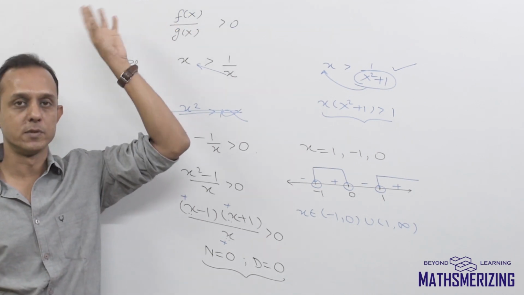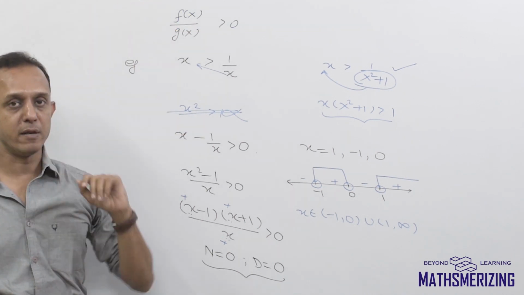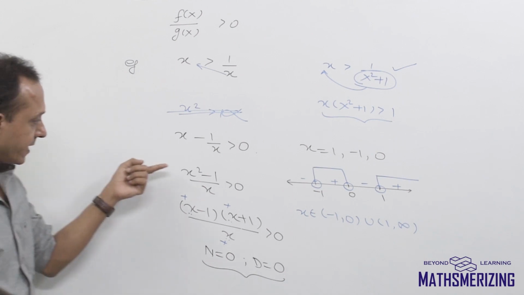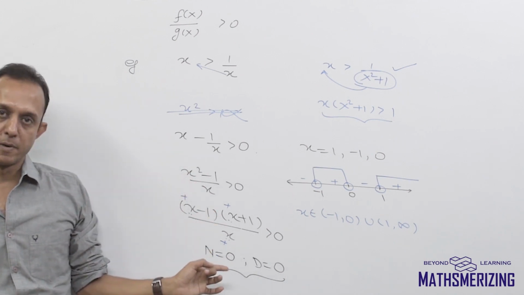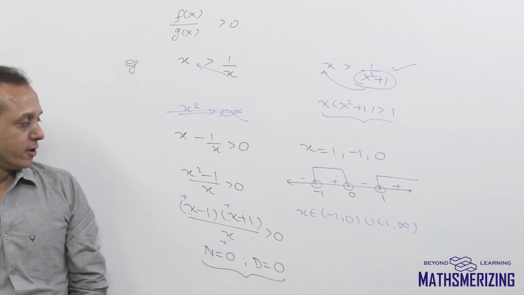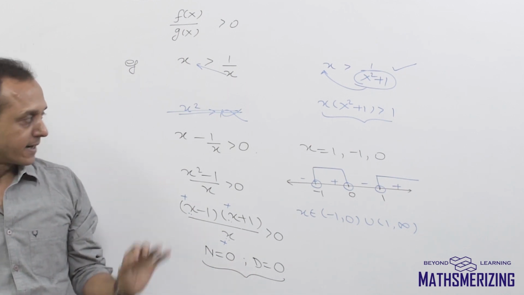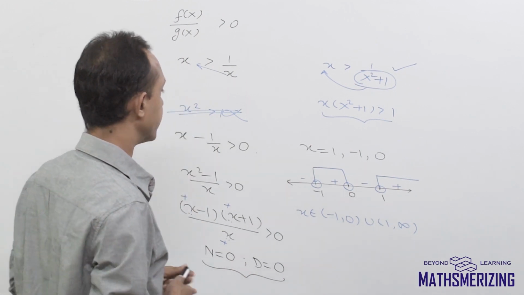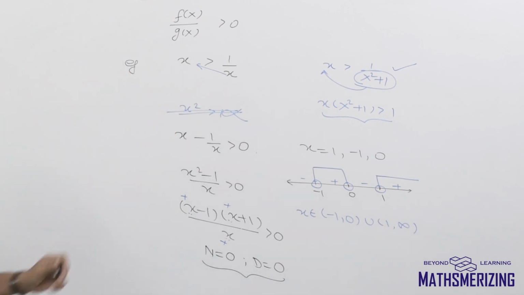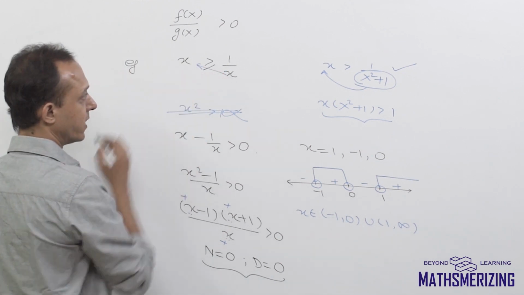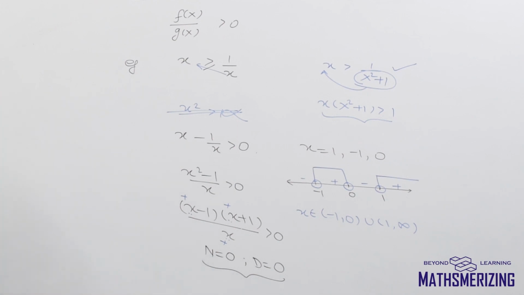There are only two differences between polynomial inequality and rational inequality, and the one being here we'll take the roots of both numerator as well as denominator. So numerator is equal to 0 and denominator equal to 0. The second difference is when I have an equality sign. Suppose I have the same question, but here we have an equality sign: x square is greater than or equal to 1 by x.